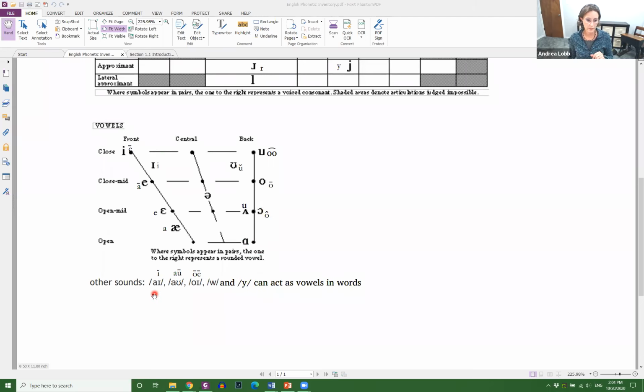Some other sounds, right? I, ow, oi, w, and y sometimes act as vowels, more of like an oo and an ee kind of sound in the word, depending on where it is in the syllable.